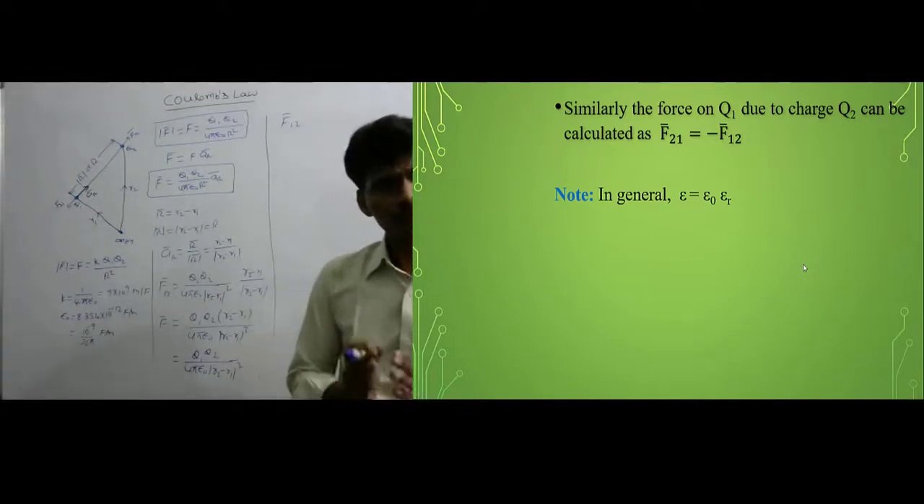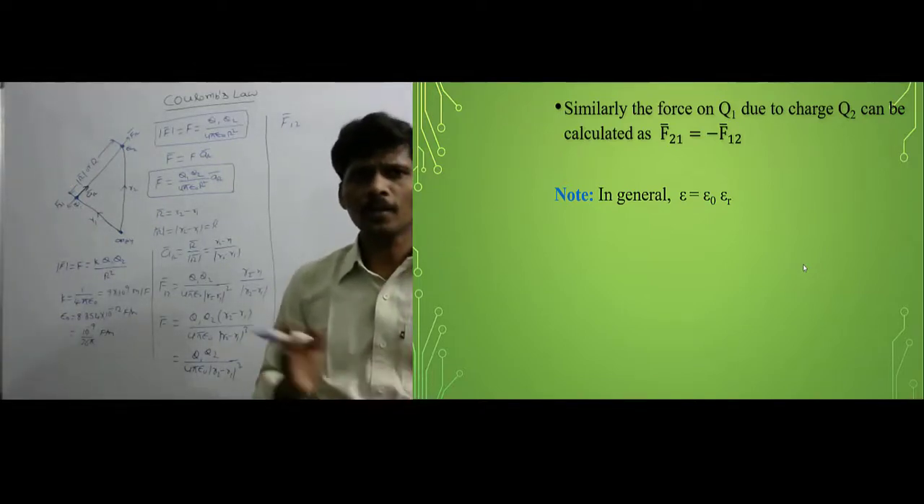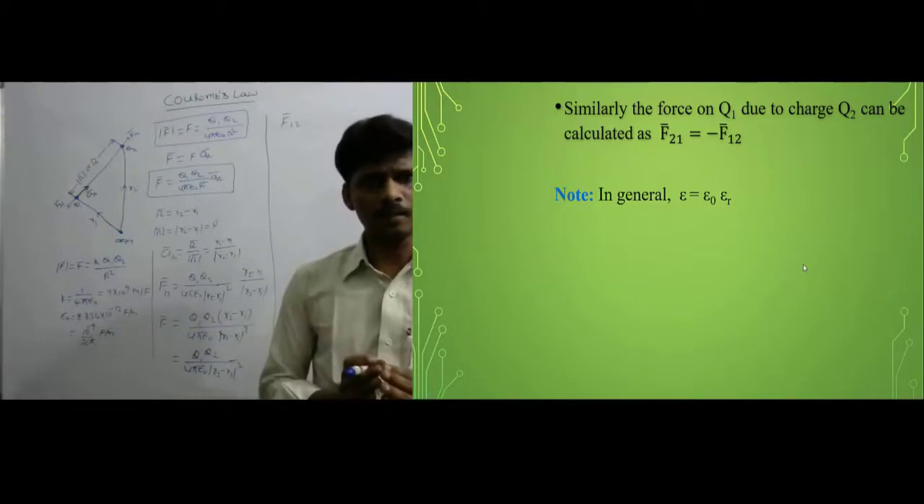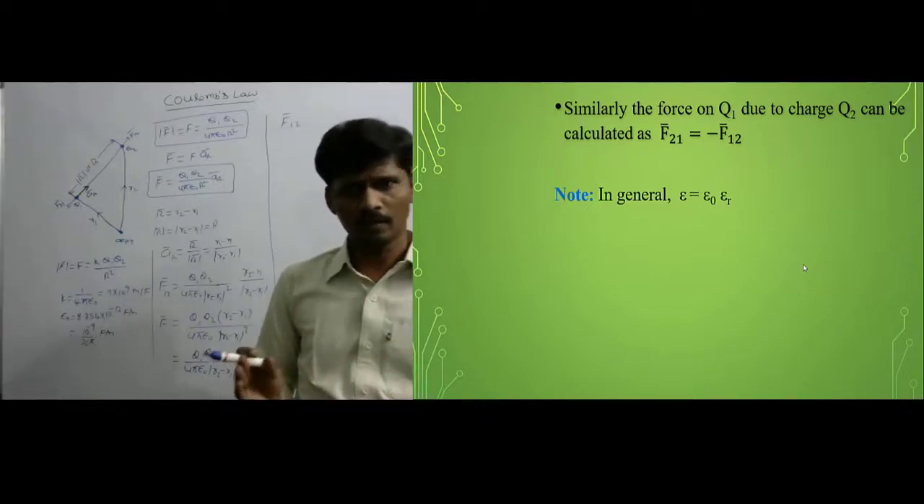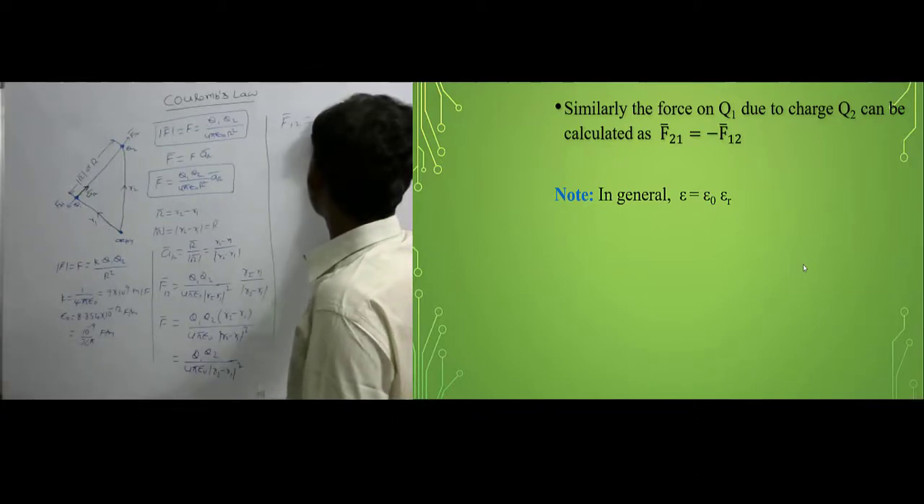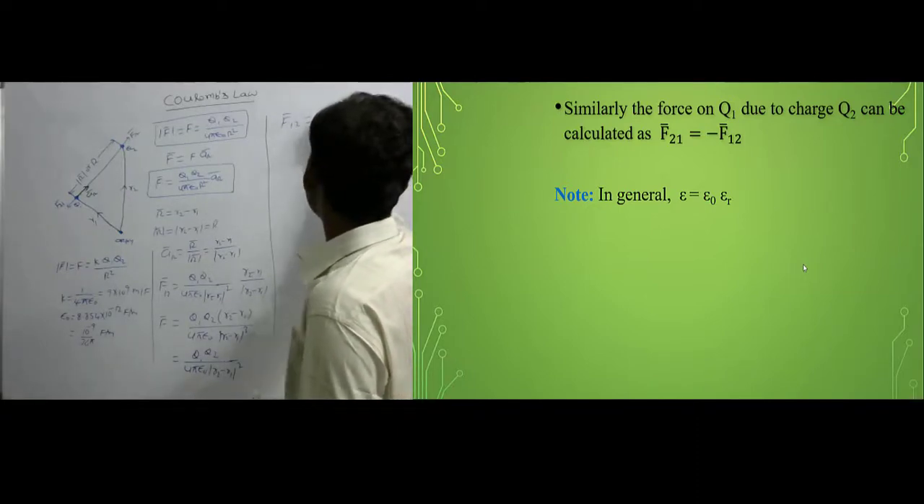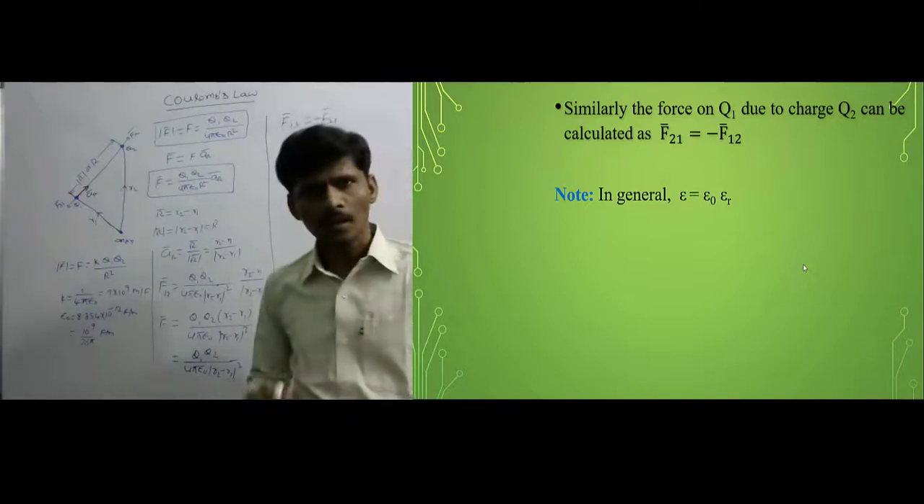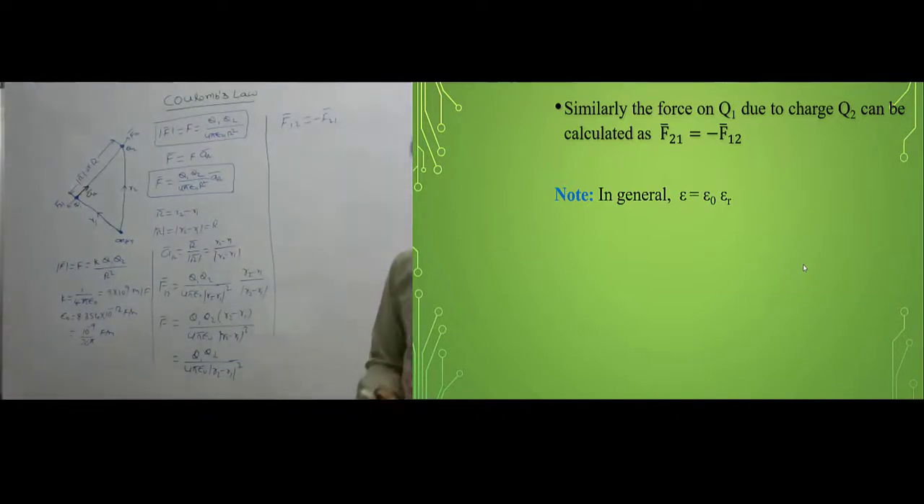What is the force between two positive point charges? They repel each other, but the magnitude is the same. Direction is different. So therefore, F12 bar is equal to minus F21 bar. F21 bar is equal to minus F12 bar.